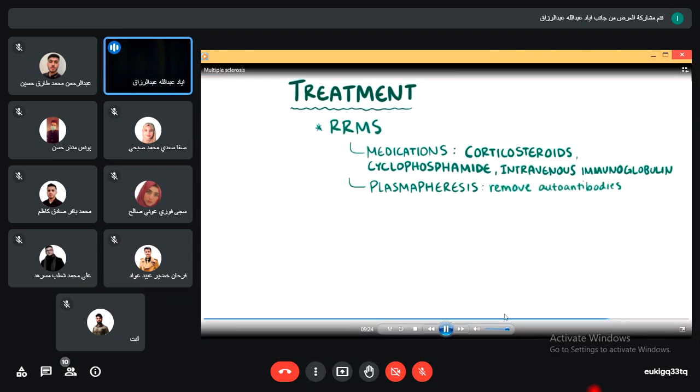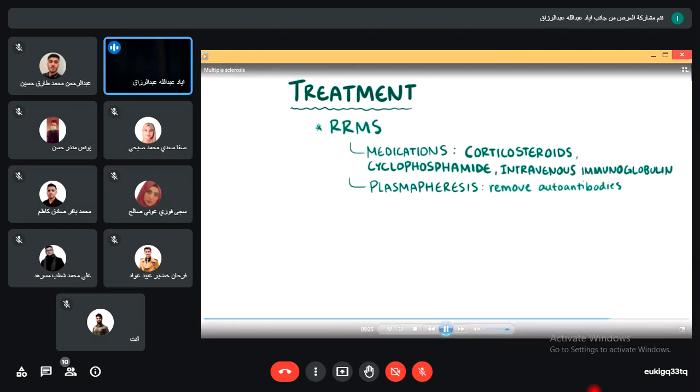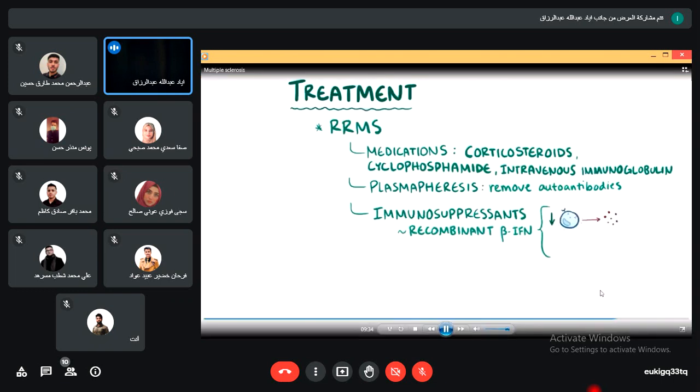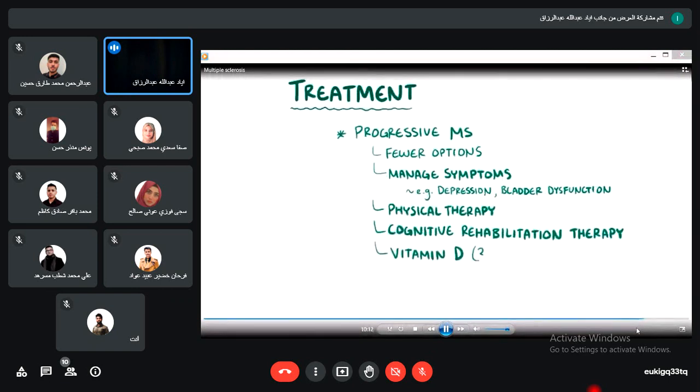disease-causing autoantibodies. Chronic treatment for multiple sclerosis includes immunosuppressants like recombinant beta interferon, which decreases the level of inflammatory cytokines in the brain, as well as increases the function. There's also an increasing interest in the role of vitamin D as an effective treatment.